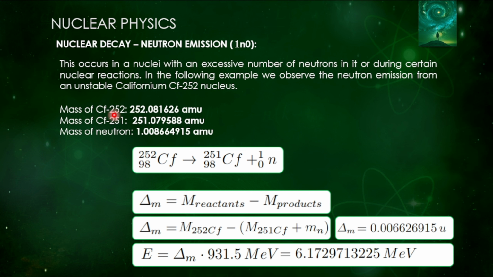The mass of Cf-252 is 252.08, and here 251.079 is the mass of Cf-251, plus the mass of the neutron. Again, we take the mass of Cf-251 plus Mn away from the mass of californium 252, meaning we do the subtraction, and multiply the value by 931.5. The energy is 6.1729 mega electron volts.